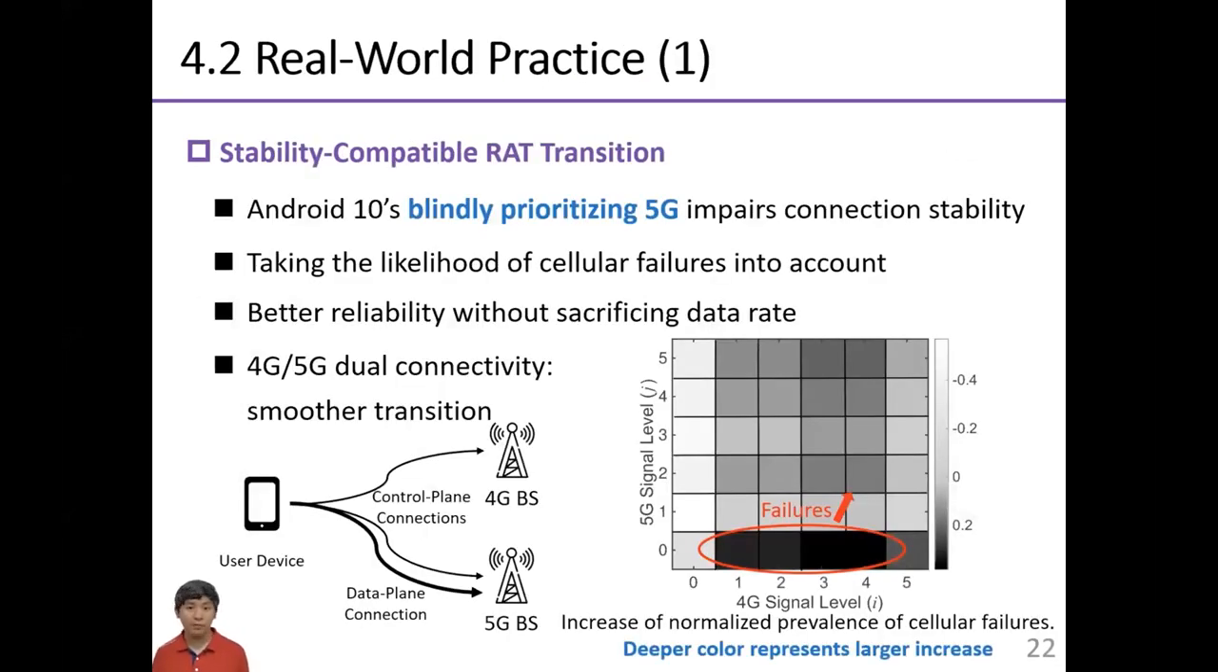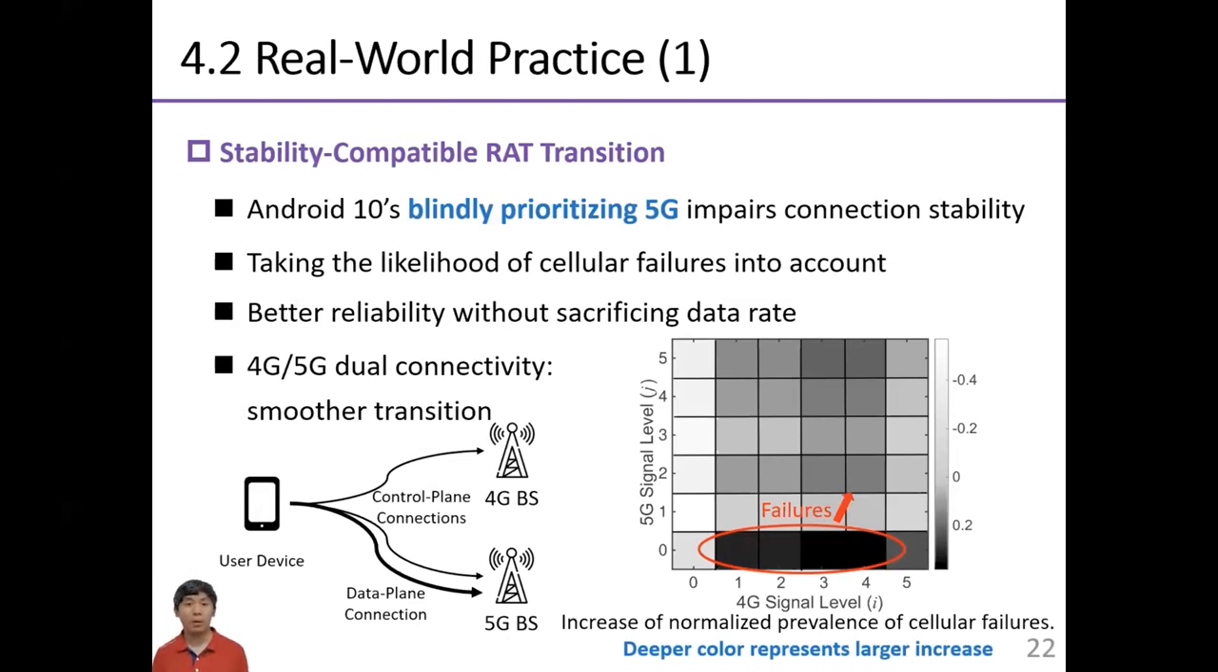As the collaborator of a major phone vendor, we further explore opportunities of enhancing cellular reliability in the real world. One such practice is improving Android's RAT transition strategy, targeting Android 10's blind prioritization of 5G. In our design, we instead take the likelihood of cellular failures into account.